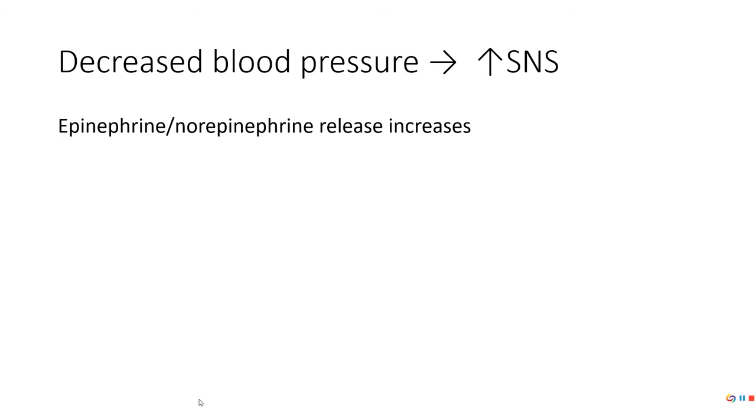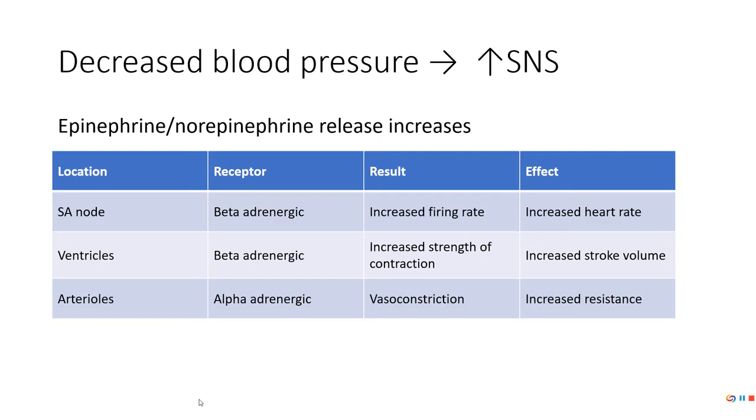The sympathetic nervous system, on the other hand, releases epi and norepi. And unlike the parasympathetic side, which just deals with heart rate, epi and norepi, or the sympathetic nervous system, affects heart rate, stroke volume, and resistance. So here are our 3 effects over on the right. All 3 of them have adrenergic receptors. The 2 on the heart are beta. The 1 on the arterioles is alpha. A is for alpha, A is for arterioles.